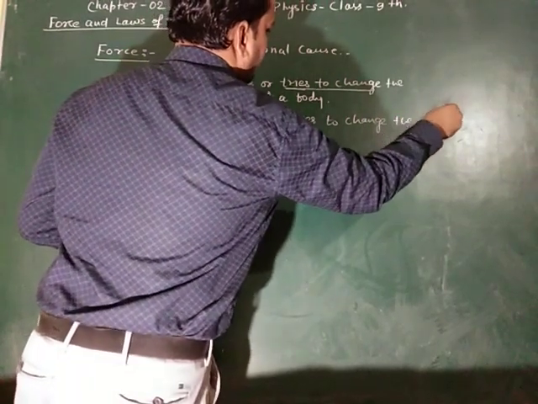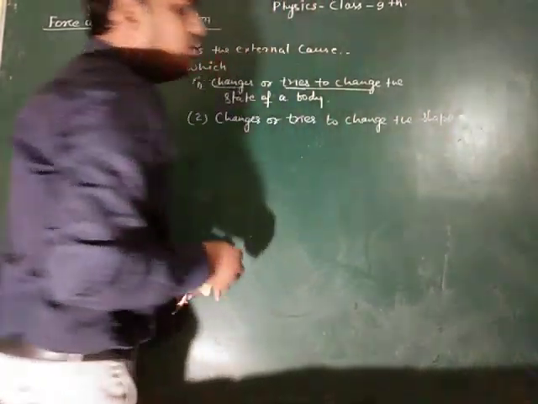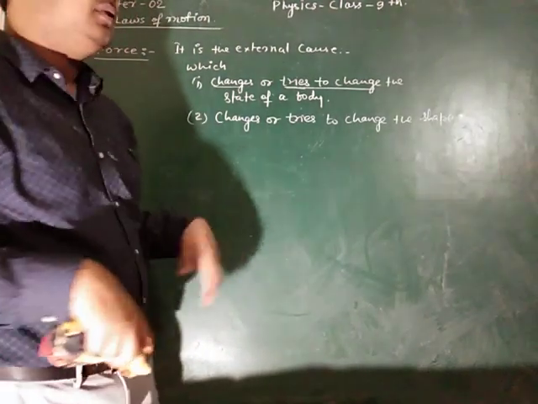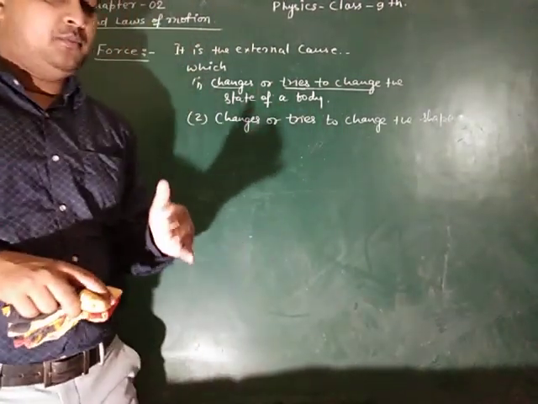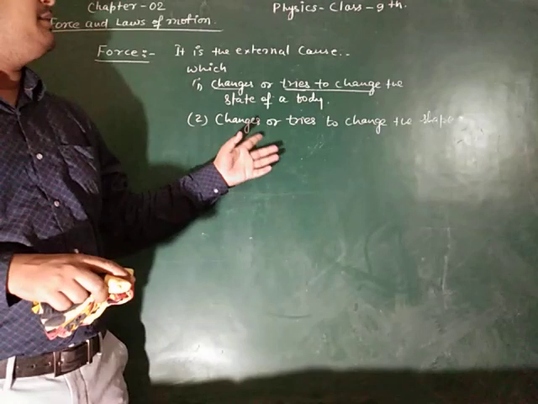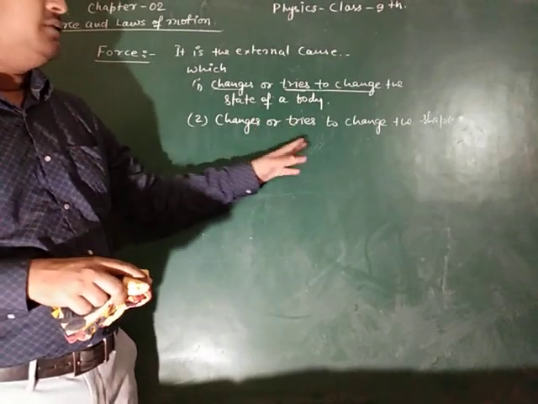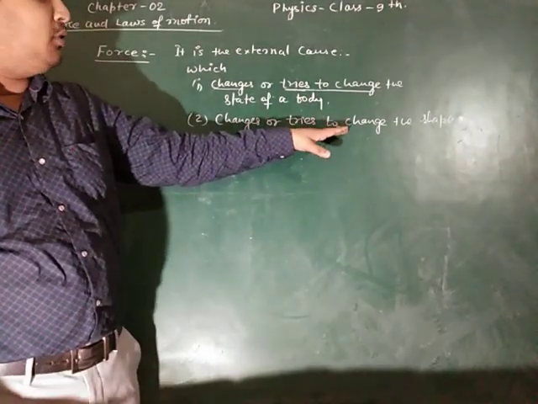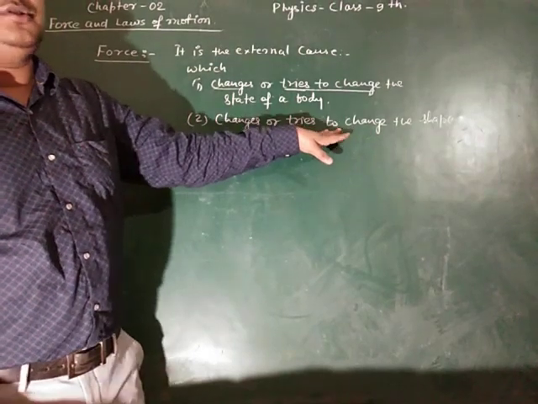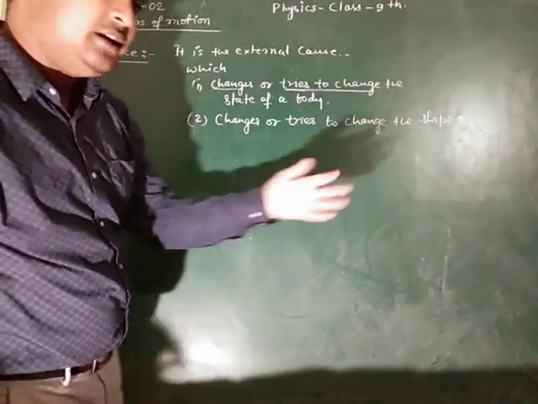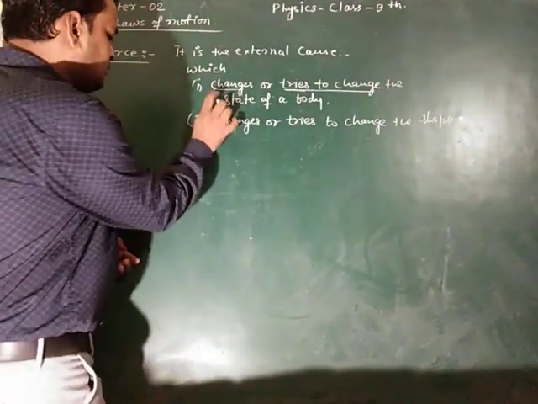Number 2, changes or tries to change the shape of an object. Here again, if we press a rubber ball, the shape changes. And what will happen if we press a metallic ball? Then the shape doesn't change, but we have tried a force. We exerted a force.